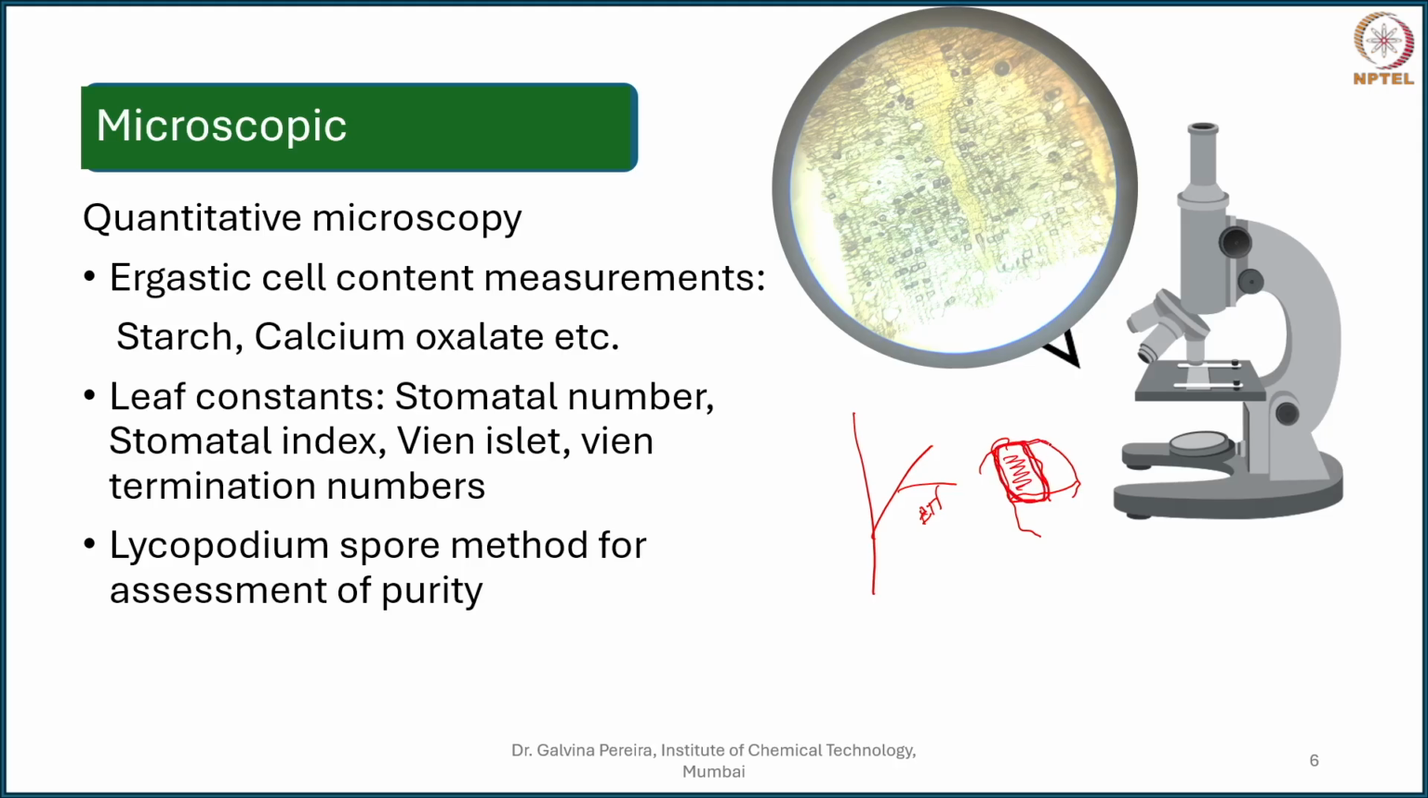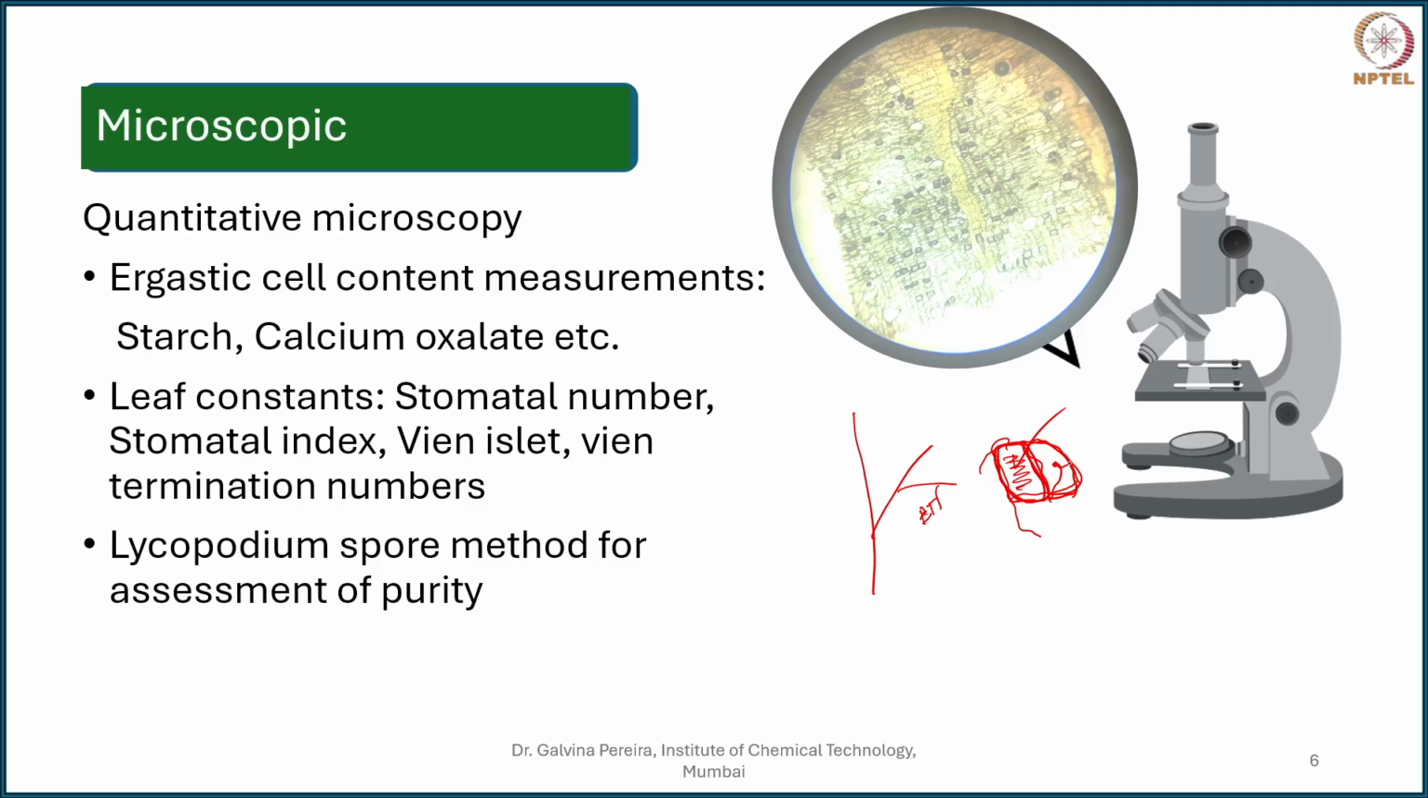So this is another islet, another area of green tissue surrounded by vasculature. In some cases your veins go and terminate inside it, and those are called vein terminations. So in my vasculature, how many such vein islets there are per millimeter square is called the vein islet number, and how many such terminations there are per millimeter square is called the vein termination number.